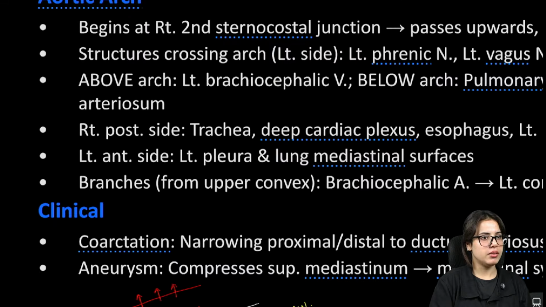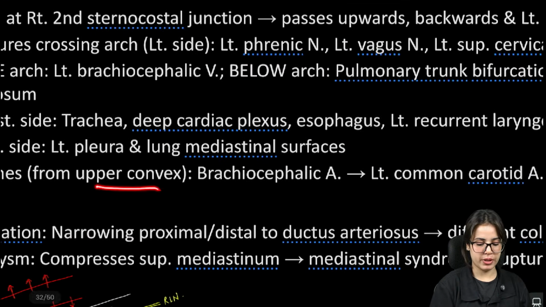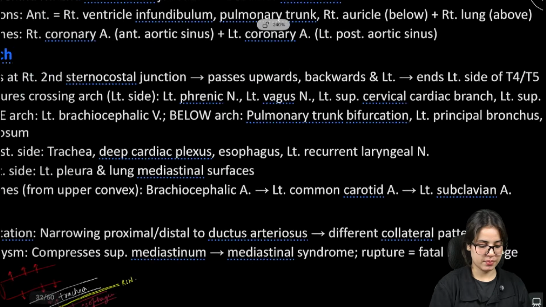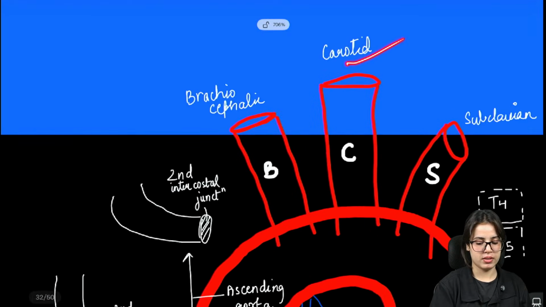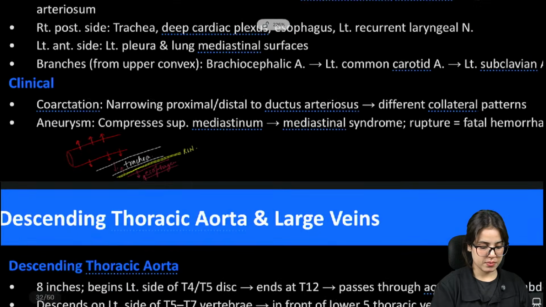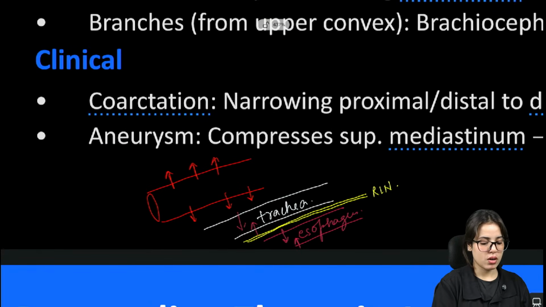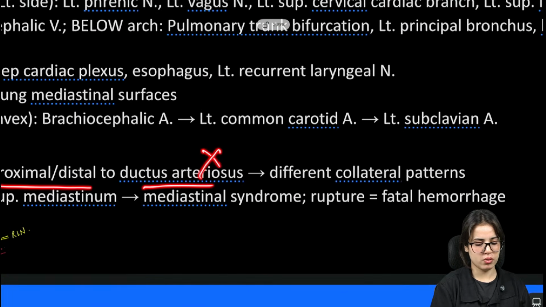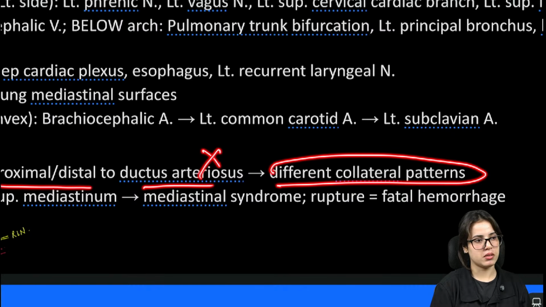Left anterior side: left pleura and lung mediastinal surfaces. Branches from the upper convexity: the brachiocephalic artery, then the left common carotid artery, and left subclavian artery. Just said carotid, subclavian. Clinical importance: coarctation of the arch of aorta, a narrowing proximal or distal to the ductus arteriosus. Not so important, don't remember this. Different collateral patterns.